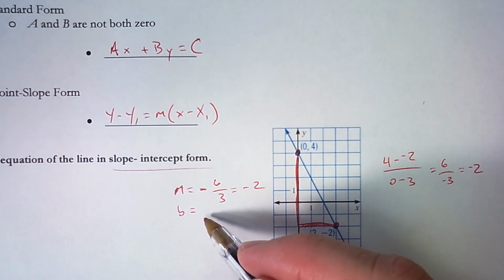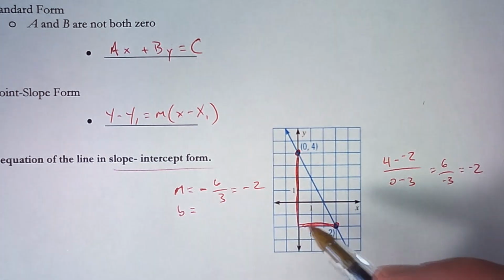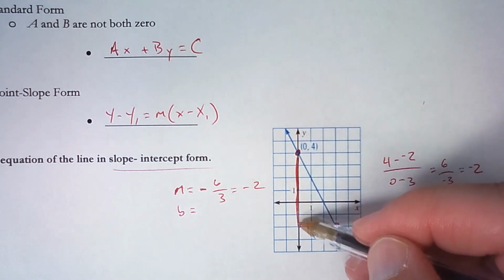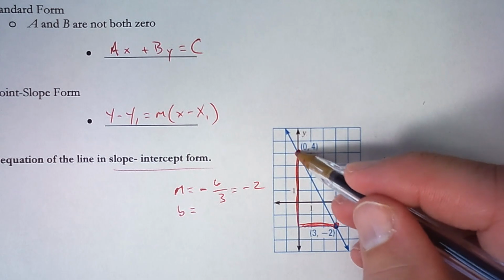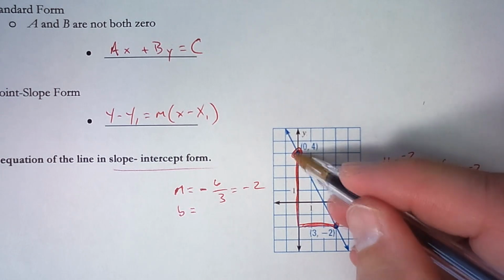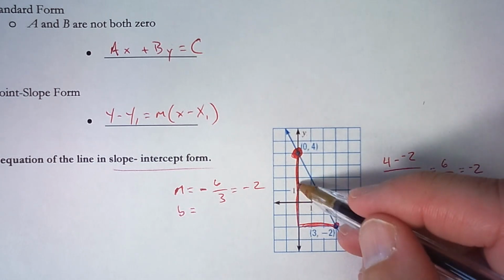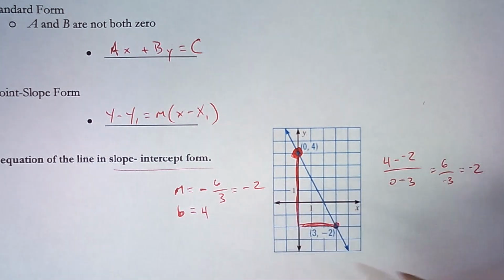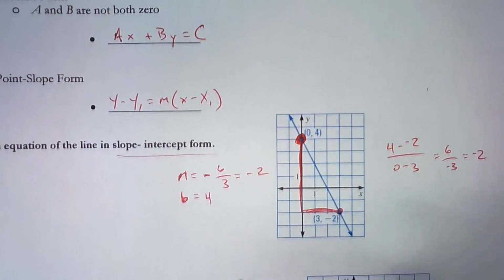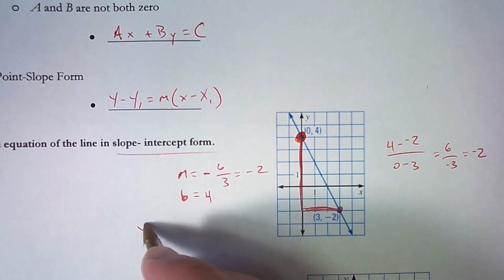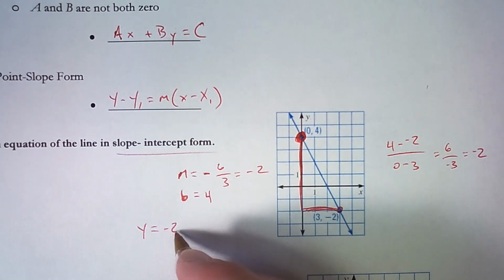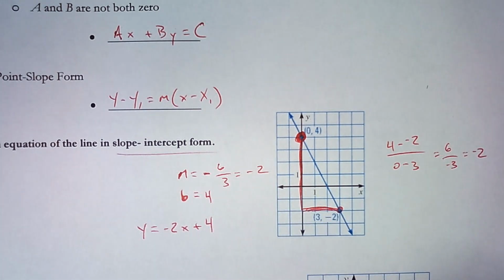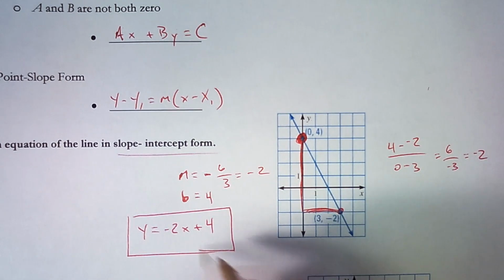Then I need the y-intercept, and that's the place where the line crosses the y-axis. So here is my y-axis, and the line crosses it right here. So this is the y-intercept. It is up 4 units. So the y-intercept, b, is 4. So the equation in slope-intercept form is y equals mx plus b, negative 2x plus 4.